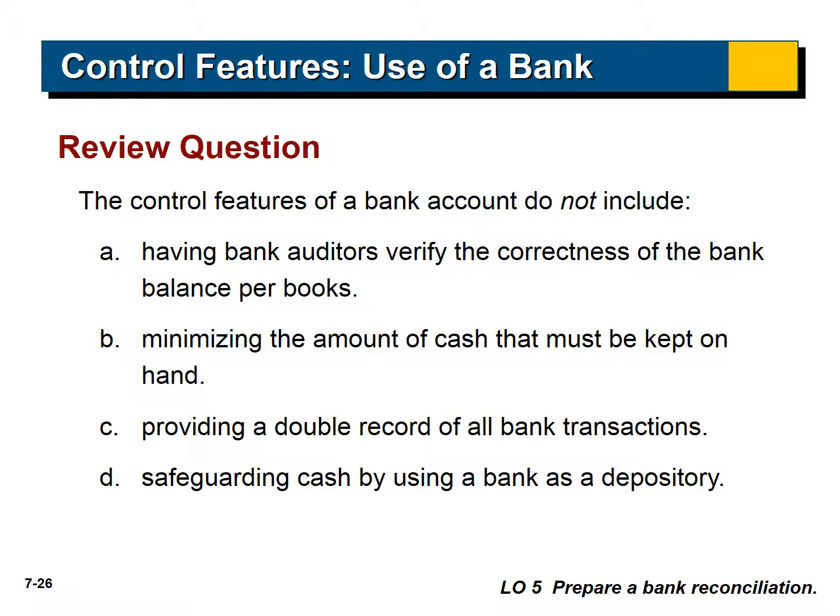The control features of a bank account do not include, be careful, we're looking for one that does not include: having bank auditors verify the correctness of the bank balance per book. Well, it's not saying that you don't have that, but that's not considered part of your control features. However, minimizing the amount of cash, providing a double record of bank transactions, and safeguarding by using a bank are part of control features.